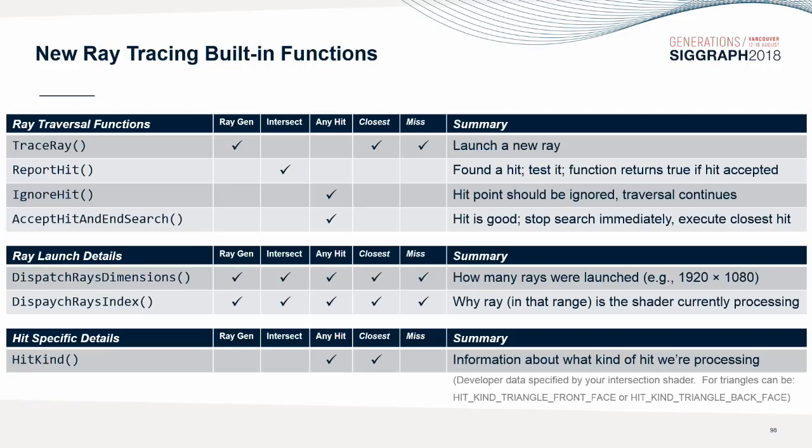Another category of new built-in functions, there's just one, is hit-specific details. It gives you information about your current hit, in this case called a hit kind. This is available in the any hit and the closest hit shader. That's the only place you're dealing with hits. And this is actually user specified. So in your intersection shader, you can specify what sort of hit kind you have so that you can reason about that when you get to your shader. And in the case of triangles, there's two built-in hit kinds, front-facing and back-facing. So if you want to shade differently based on which side of the triangle you hit, you can do that. And you can query that with the HitKind function.